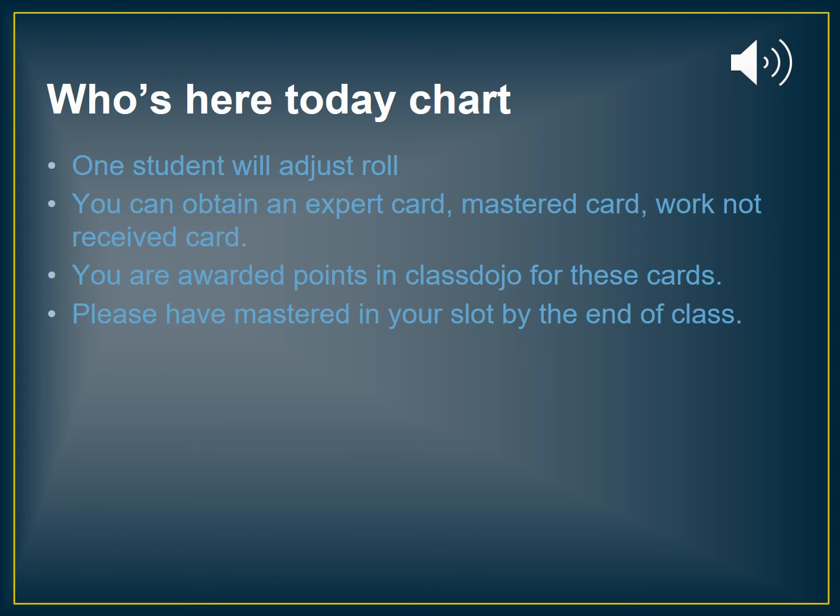Who's Here Today chart. 1 student will adjust the ruler. You can obtain an expert card, a mastered card, or a work not received card. You are awarded points in Class Dojo for these cards. Please have mastered in your slot on the chart by the end of class.